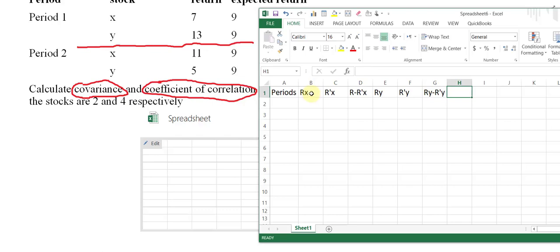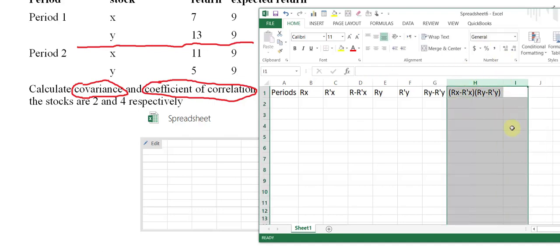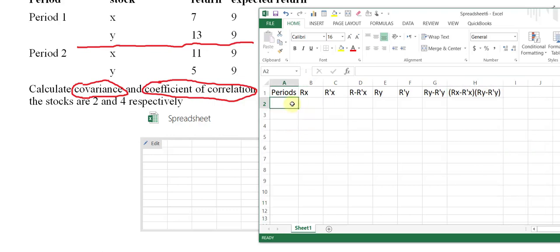And the next column, of course, you have to multiply these 2 columns. How to do it? You have to do it like this: Rx minus R bar X, closed, and of course it should be multiplied by RY minus R bar Y. So you have to close it. So this was the number of columns that we need in order to calculate this. So how many columns are needed? 8 columns are needed.